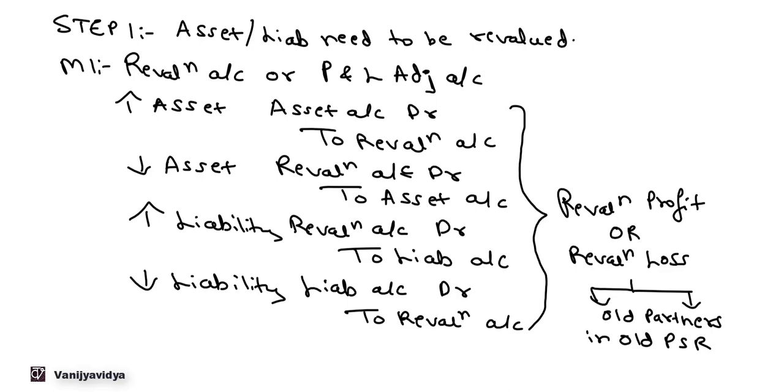Now, some partners or all the partners may decide that we will not actually revalue the assets in the books of account, but whatever is the revaluation profit or loss will be borne by the old partners, or the revaluation profit will be distributed between the old partners. So there is one more method.